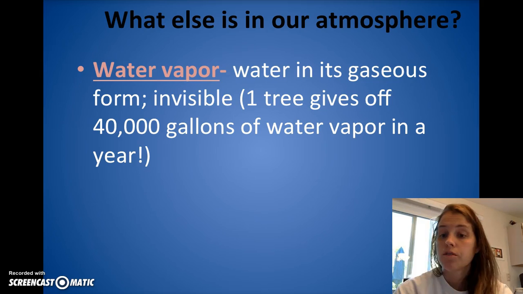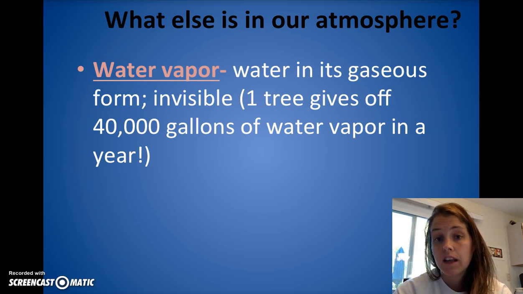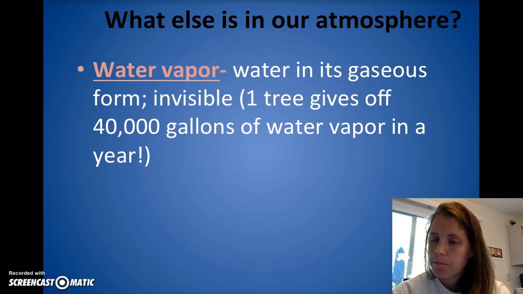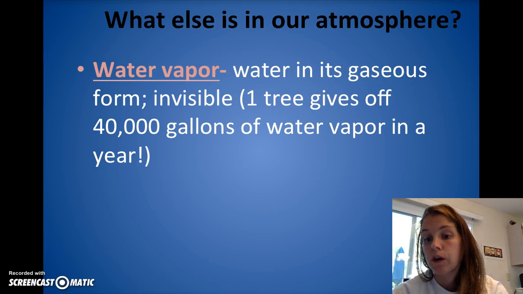Basically, trees are responsible for a lot of this, by the process of transpiration, which you might have learned about last year. Transpiration meaning the basically evaporation of water out of trees' leaves. So the tree gives off about 40,000 gallons of water vapor in a year, but that's not where the majority of the water vapor comes from. Most of it comes from evaporation over the oceans.